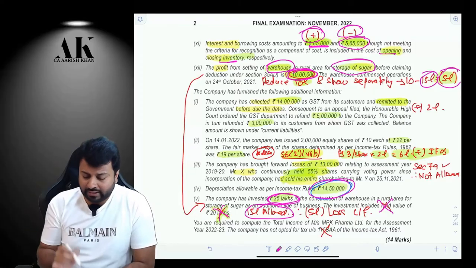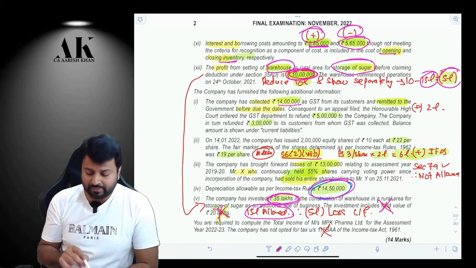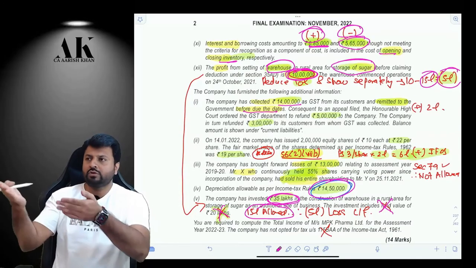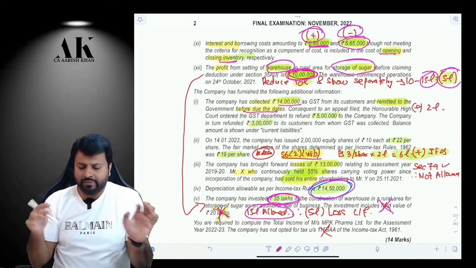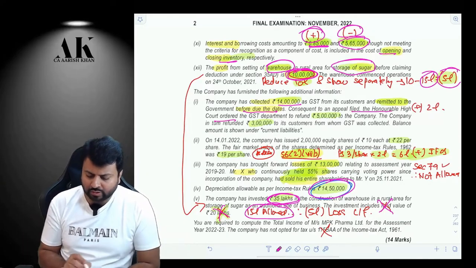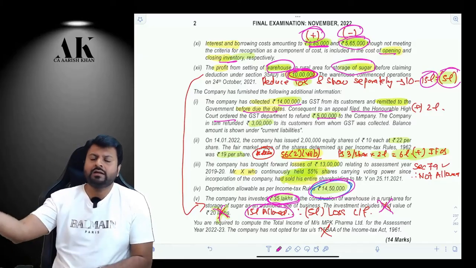50% of the paper is repeated only. First of all, you have collected 14 lakhs as GST from customers, and you have paid the GST before time. So you collected 14 lakhs, you paid 14 lakhs, the deduction will be allowed. Then you filed a case in the Honorable High Court. The High Court directed the government to refund 5 lakhs to the assessee.